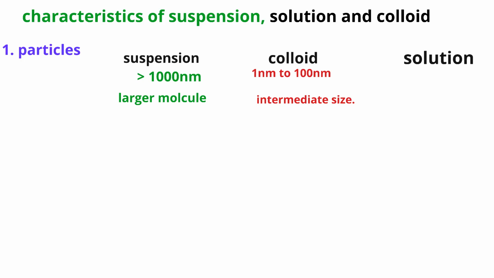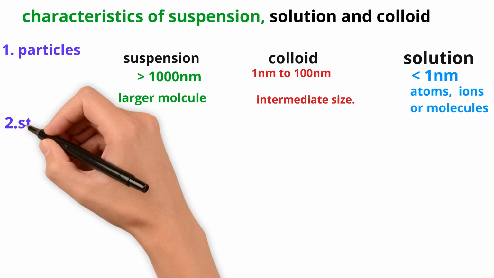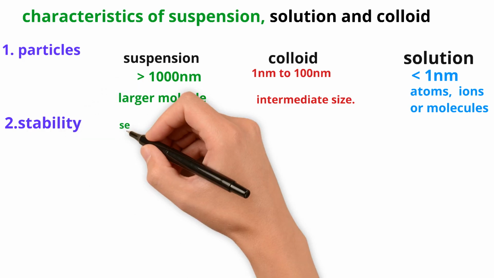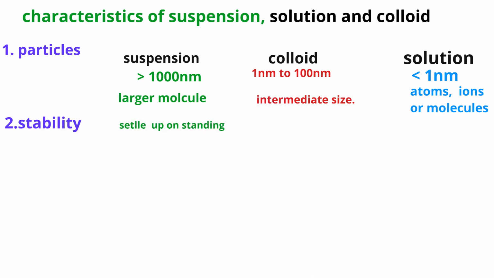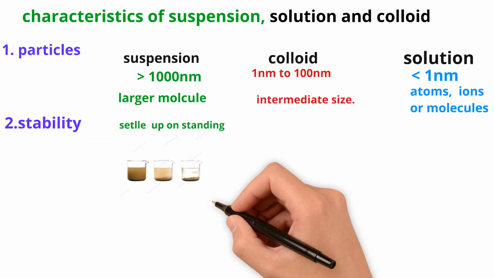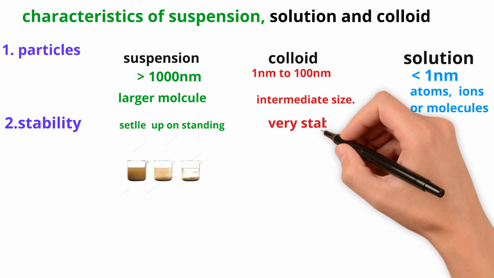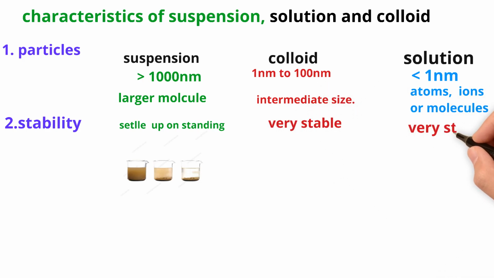The particles of a solution are less than 1 nanometer, and these are atoms, ions, and molecules, and we cannot see them with the naked eye as well as with a cell microscope. They are very small. The second property, stability. Suspensions settle upon standing, as we look below, but colloids are very stable. Solutions are very stable.